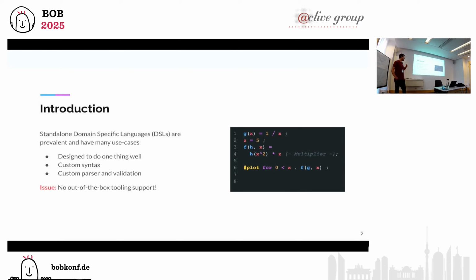And well, as we've already seen in the previous talk, it is a standalone DSL. It does one thing well, plotting, hopefully. And it has a custom syntax, and consequentially, it also has a custom parser and validation. And the moment we have a custom parser and validation, we have an issue. We have no out-of-the-box tooling for working with a language like this.